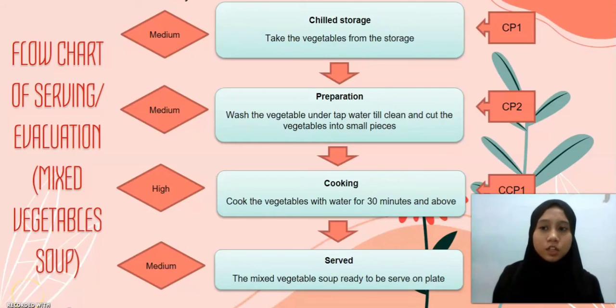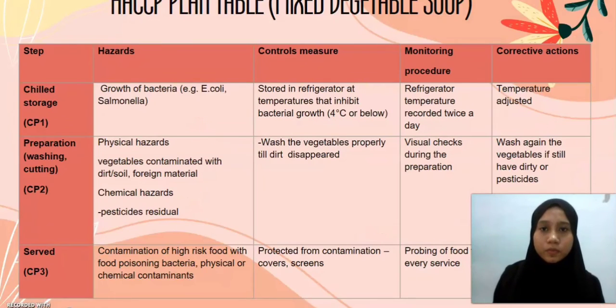Next is the flowchart of the serving or evaluation of the mixed vegetable soup. There are 4 steps, which are the chill storage, preparation, cooking, and serve. In this HACCP table, step 1 is chill storage, which is considered to be CP1. The hazard is potential growth of bacteria such as E. coli and Salmonella. The control measure is to store the vegetables in the refrigerator at a temperature that inhibits the bacterial growth, which is 4 degrees Celsius or below.